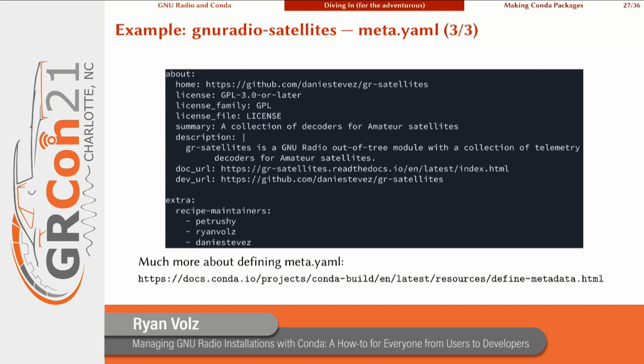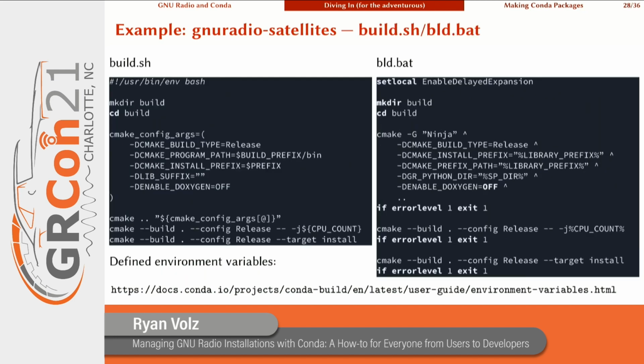The other half of the recipe is the build scripts. And you can see here that it's your typical steps that you walk through when you build from source. You make a build directory, you call cmake, and in this case we have to pass it some particular arguments for installing and building into a conda environment. And then you just do your standard build and then install steps after that.